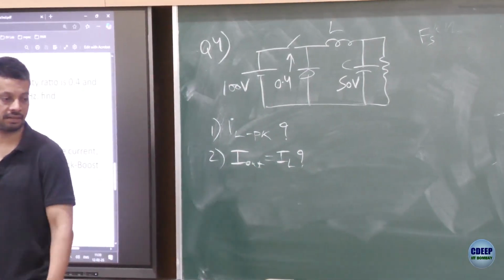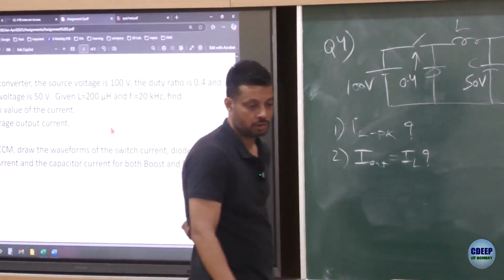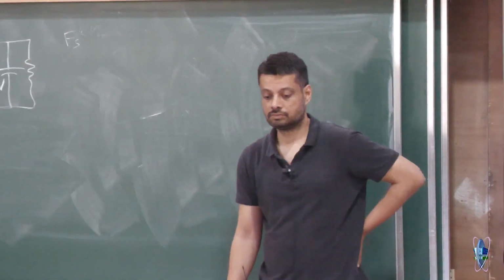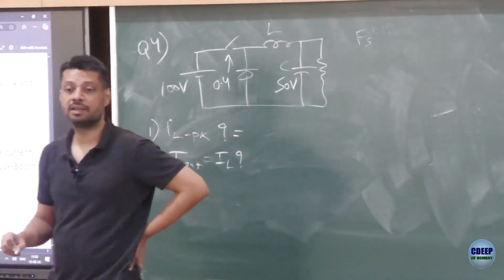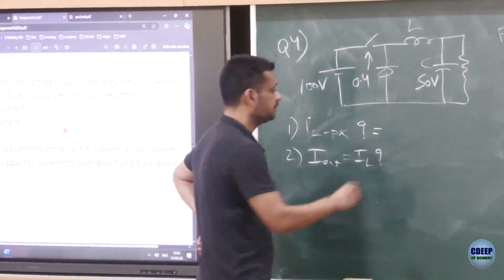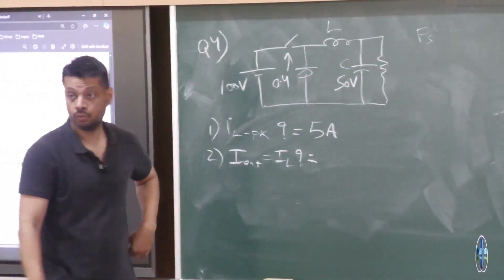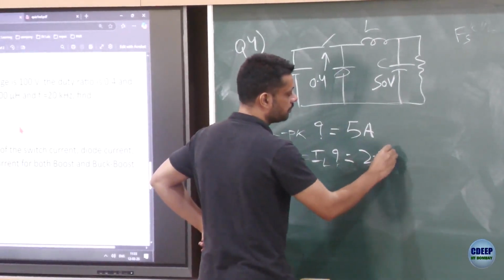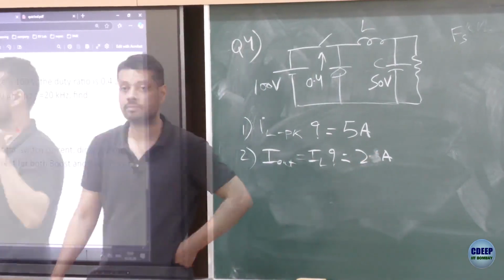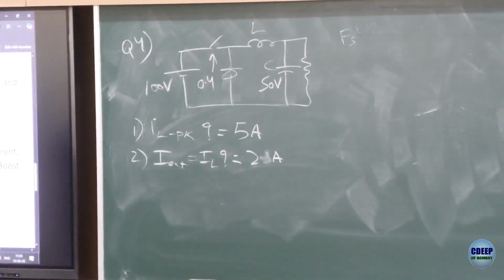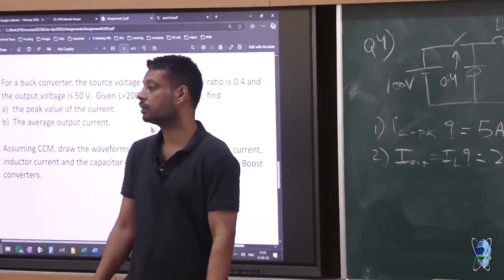Okay, I think this is straightforward, right? You have already done how to calculate the peak current and the average output current in a buck converter, right? So what is the answer? What is the peak current? Anyone got the peak current? 5. And what about the average output current? 2, 2.5, 2. How many of you got both the answers? Raise your hand. 1, 2, 3, 4, 5, 6, 7, 8, 9, 10, 11. Okay. What about others?